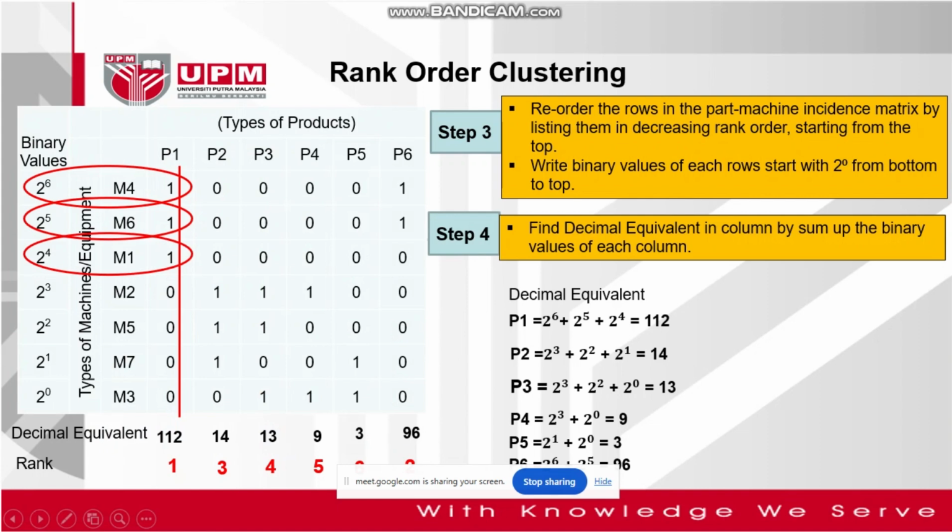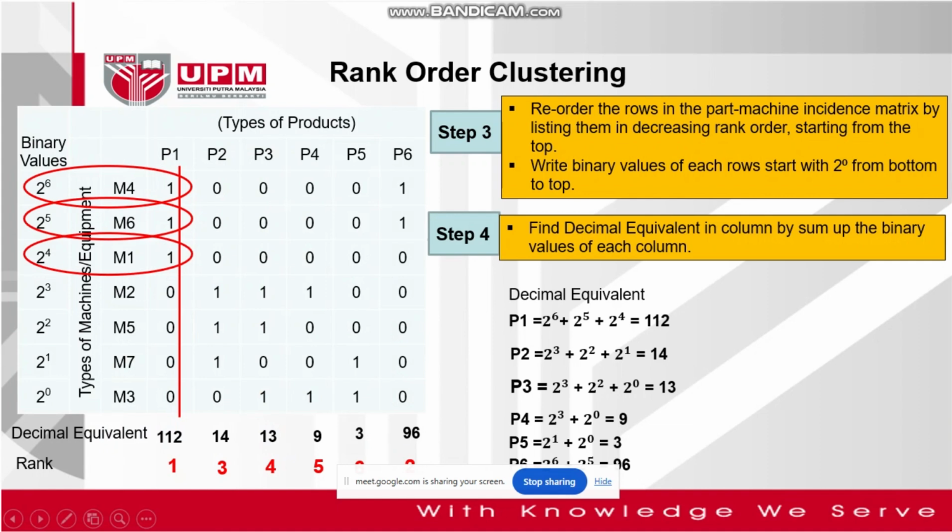The next step is we reorder the rows in the part-machine incidence matrix by listing them in decreasing rank order, starting from the top. The rank starts from M4, M6, M1, M2, M5, M7, and M3. After we reorder the rows, we write the binary values of each row, starting with 2 power 0 from bottom to top. For example, for part 1, there is a 1 for machine 4, machine 6, and machine 1.